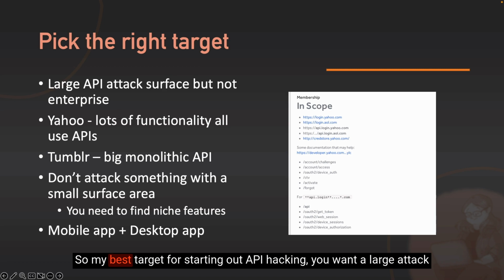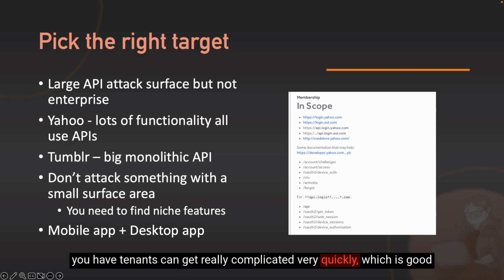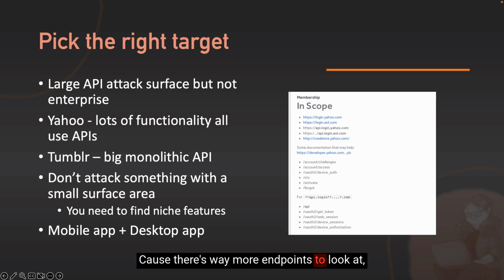So my best target for starting out API hacking, you want a large attack surface, but potentially not enterprise level. Because cloud stuff where you have tenants can get really complicated very quickly, which is good for hackers because that means that we're not competing as much because there's way more endpoints to look at, but it's really hard to keep that in your brain.